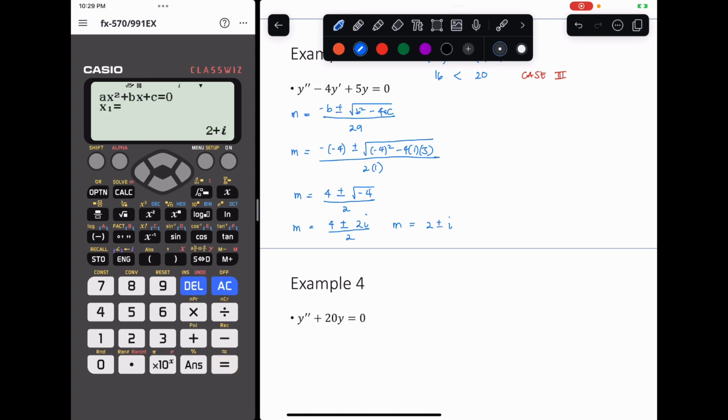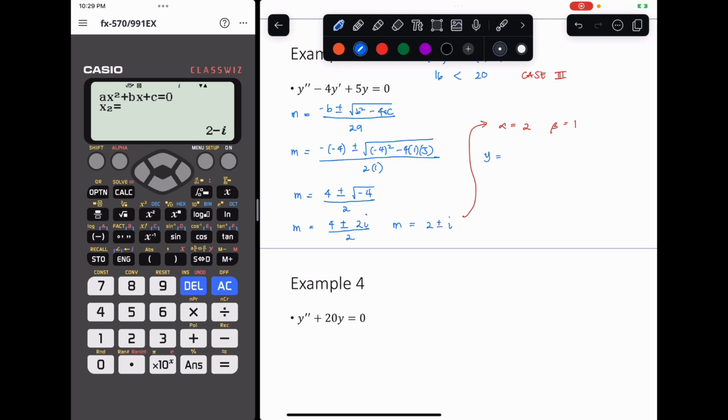Okay, so as you can see there, our first root is 2 plus i. Then our second root is 2 minus i. So from here, we can now say that our alpha is equal to 2. Then our beta is equal to 1. So the beta is the coefficient of the imaginary part. It's just i, so the coefficient is 1. So beta is 1. Therefore, we can now write our equation.